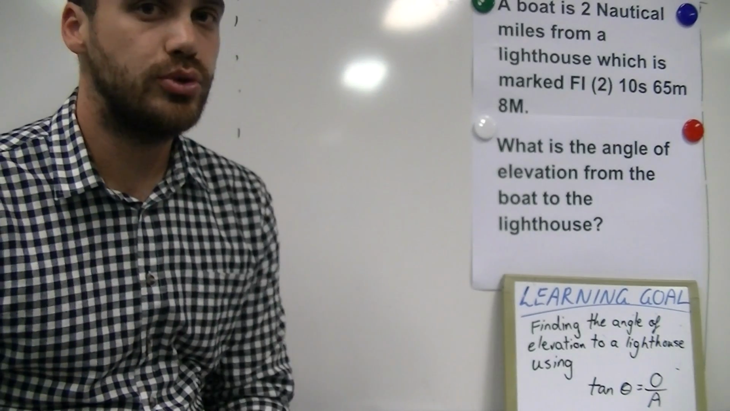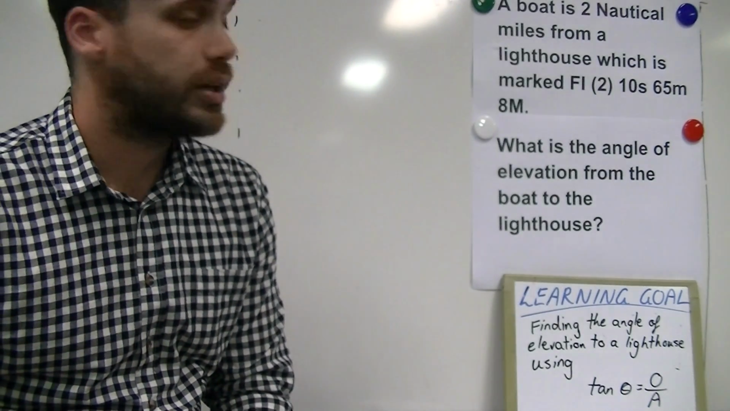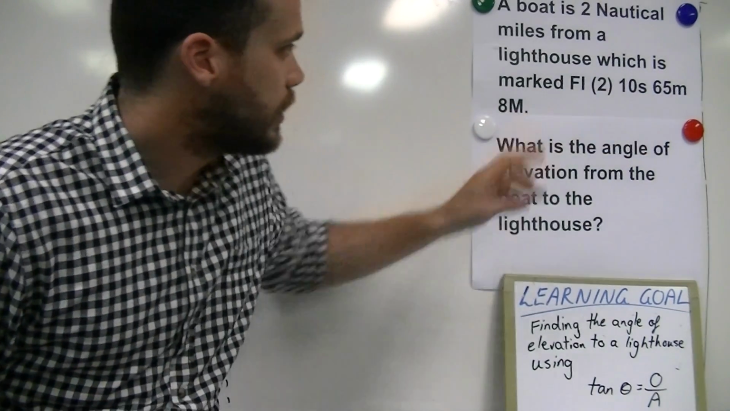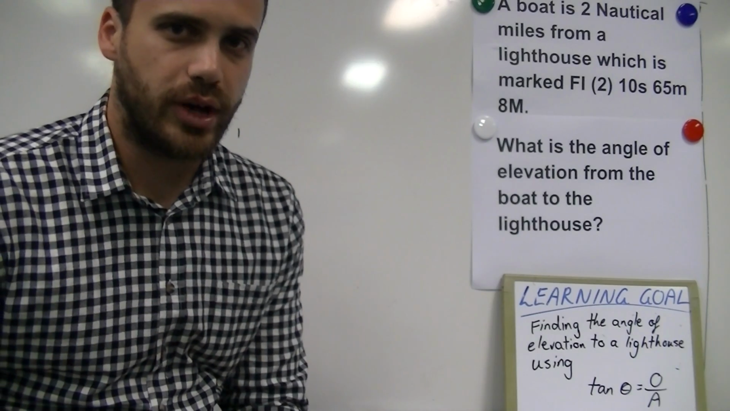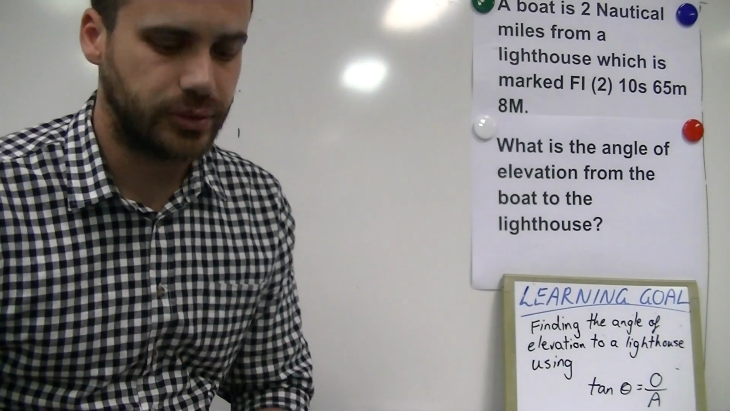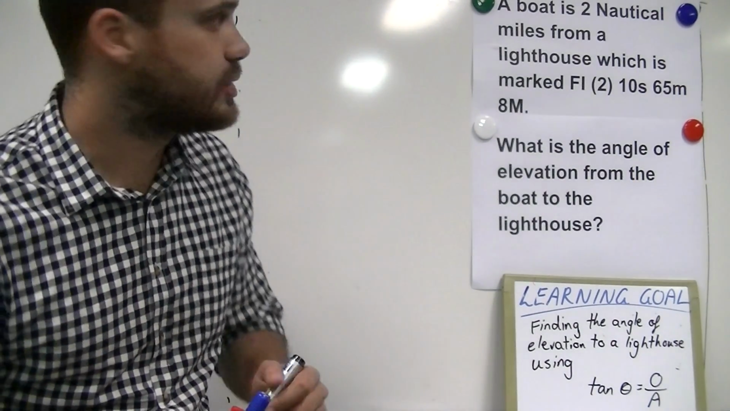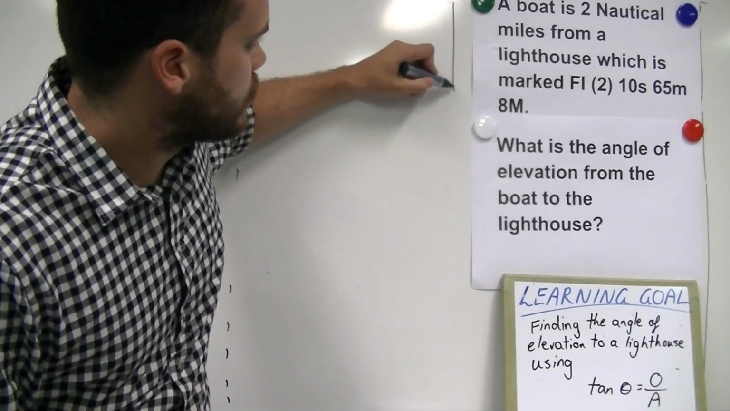A boat is 2 nautical miles from a lighthouse, which is marked as follows. What is the angle of elevation from the boat to the lighthouse? Now this time we have an unknown angle. Let's draw it in as always. We've got our lighthouse over here.